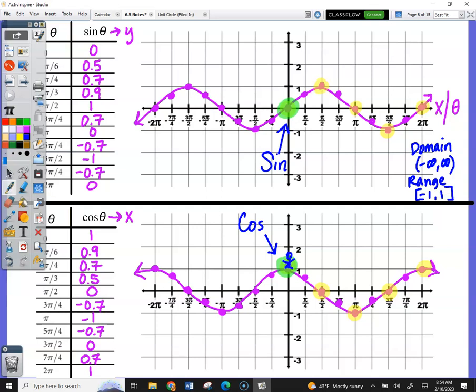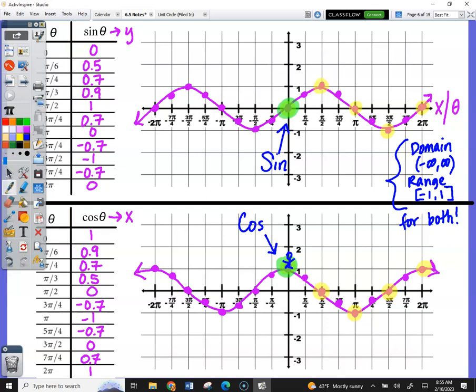Would you say cosine has the same exact domain and range? You would be correct. So, depending on how you wrote this on your paper, you could say that this is the domain and range for both, or you could just write it again on the cosine graph.